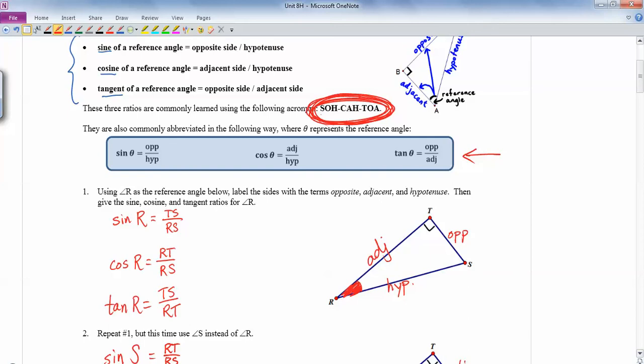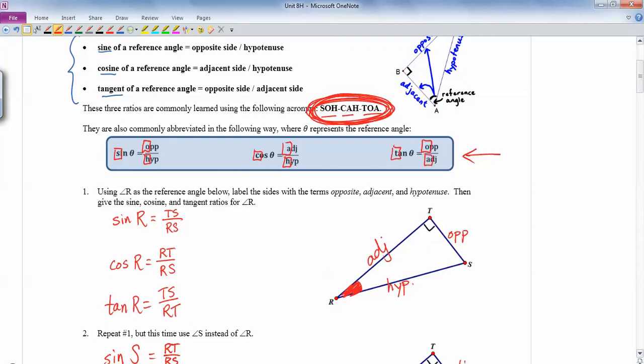And the reason that word comes in handy is that it's an acronym. If you look at it, they all have the same form: something of the angle equals some side over some side. Sine equals opposite over hypotenuse. Cosine equals adjacent over hypotenuse. Tangent equals opposite over adjacent.